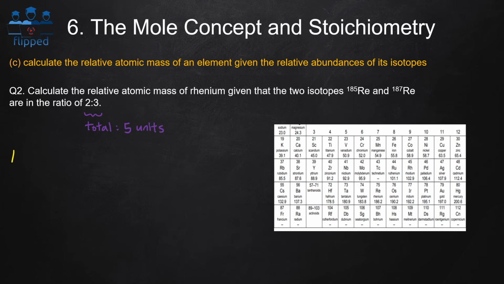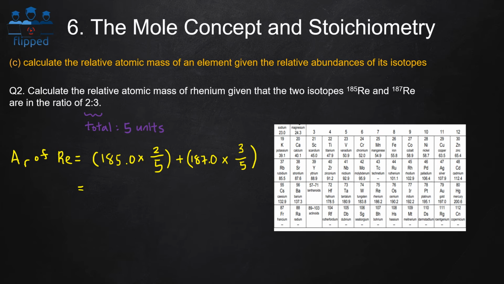It's the same. Ar of rhenium, Re, is, let's take the first isotope, 185.0 multiplied by 2/5, because it takes up 2 units of the total of 5 units. This is the first one. The second isotope is 187.0 times 3/5, as it takes up 3 out of 5. Using the calculator, you will get 186.2. It has no units because it's just a ratio.